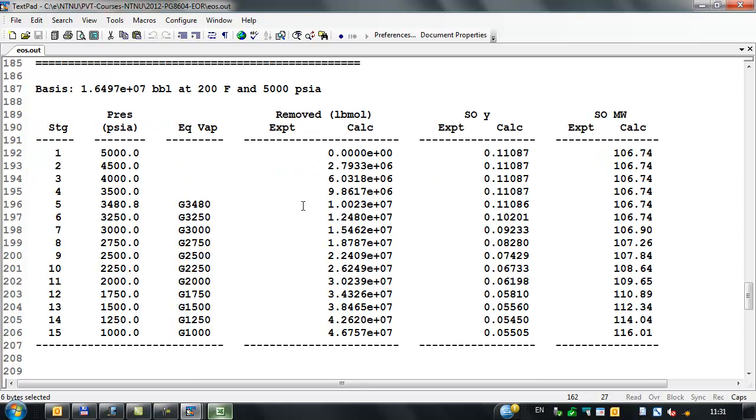Okay, it's storing these tanks. This is the moles removed. This is the surface oil lump component and the gas. So if we multiply moles removed by that fraction, then we should get the moles of surface gas removed. I've got the molecular weight. You can see that's not changing very much.